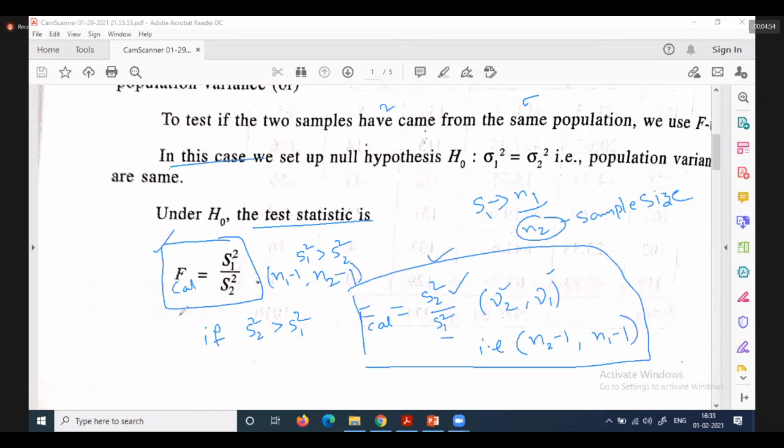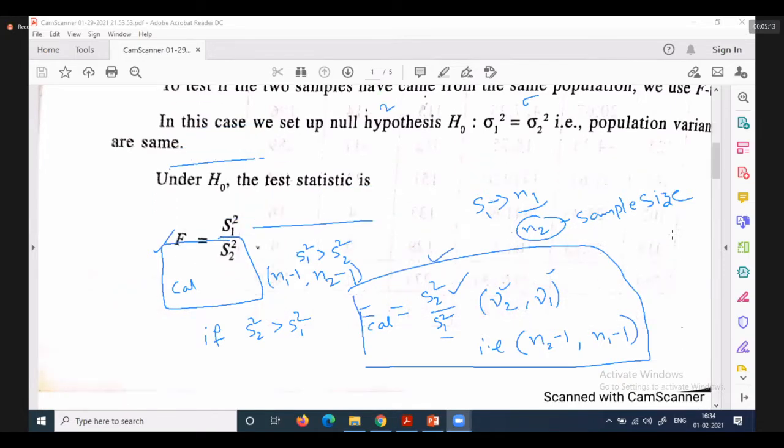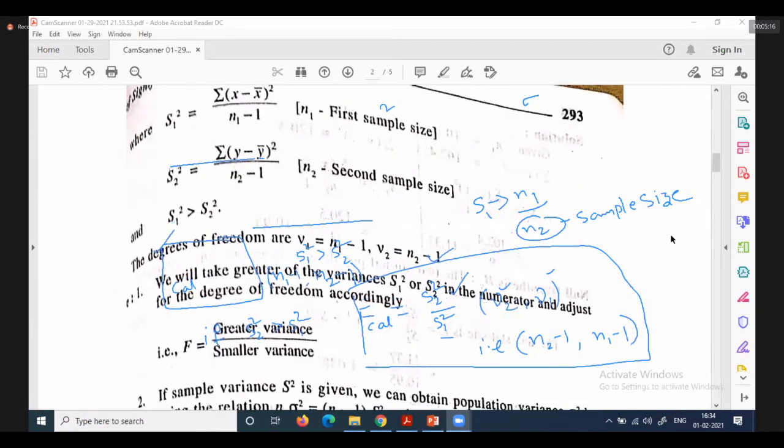For finding the F tabulated value, you can use the degrees of freedom. Depending on this formula, we have to take the degrees of freedom. Yeah, we'll discuss one problem so we can understand that one.